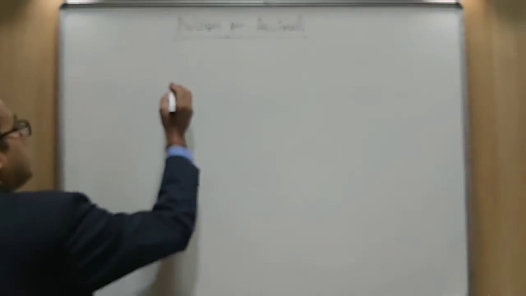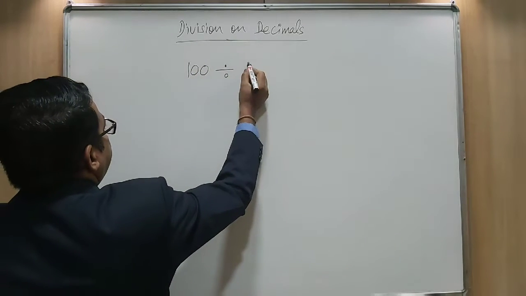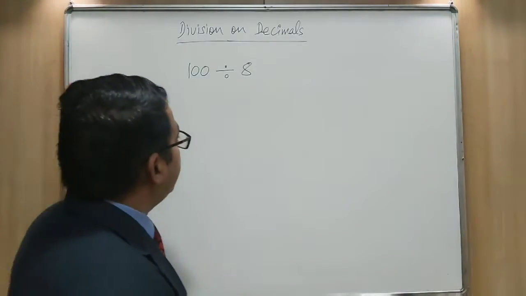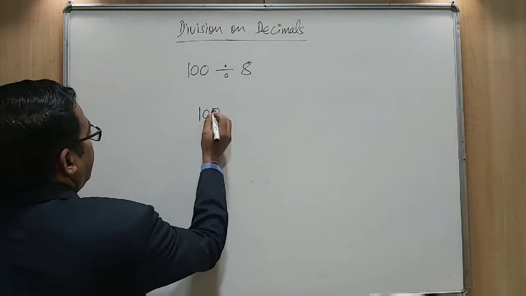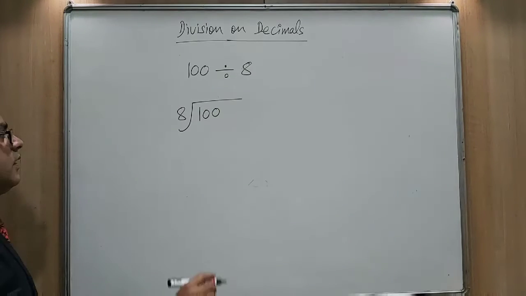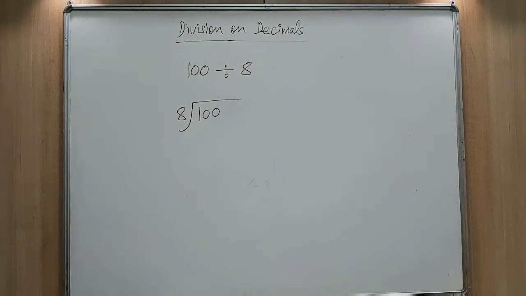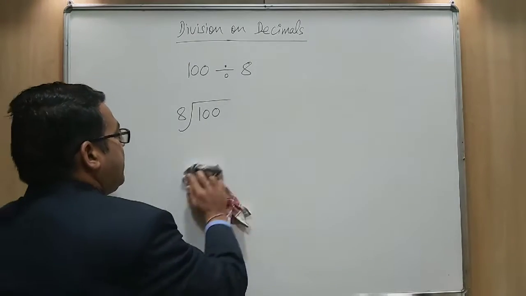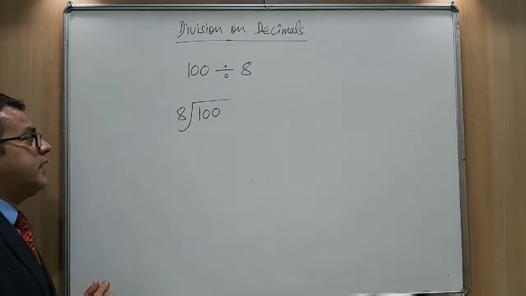Now, what will come when we divide 100 by 8? You can see here these two numbers are integers, and we are dividing 100 by 8, right? So let's start dividing. If we are dividing 100 by 8, we know that in the table of 8, 100 is not there. So how can we divide it? Our answer will come in decimal points. So how can we write the answer in decimal?